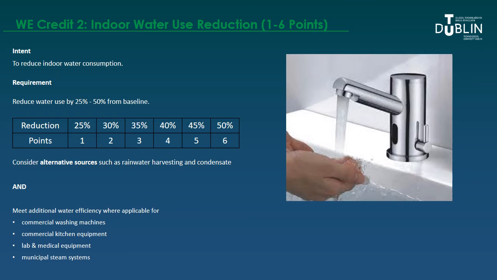Other ways to meet the appliance one might be having a compostable toilet or waterless features, waterless urinals, or ultra low flow urinals, or aerator taps as mentioned, or ultra low flow toilets or dual flush, etc. So there's lots of different systems and appliances out there that will help you to meet the reduction of indoor water consumption requirement.